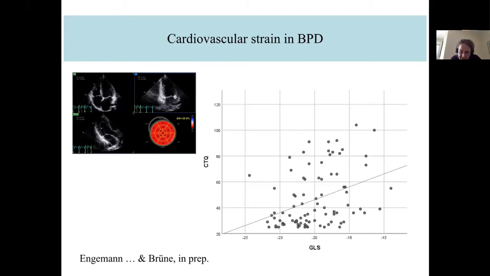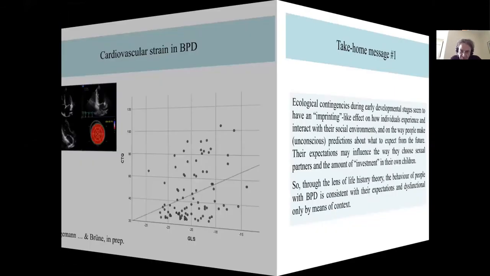And to our surprise, we couldn't believe it, but childhood trauma was highly significant in predicting cardiovascular strain in the entire sample, which suggests that we need to take action very early, from very early onwards, to prevent somatic consequences of psychiatric conditions like borderline personality disorder.